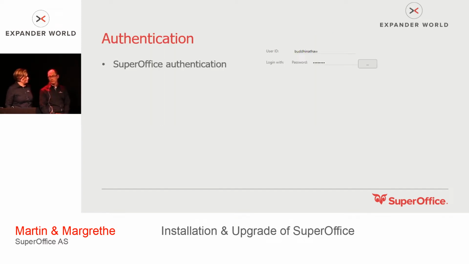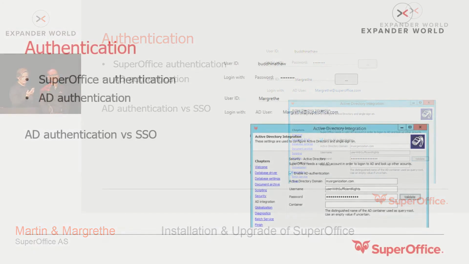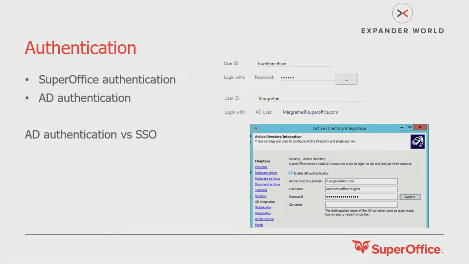Authentication. We do have now, and you've probably heard about Super ID coming, but for on-site now, we have SuperOffice authentication, which is where you add username and password inside admin client. Or we have the AD authentication, which maps you to the AD user. And then when it comes to AD authentication versus single sign-on, with single sign-on we mean this automatic login to the client without being presented with the login dialog. You don't want this in the web client when it's exposed to the internet, because that would mean that you have to expose AD to the internet.